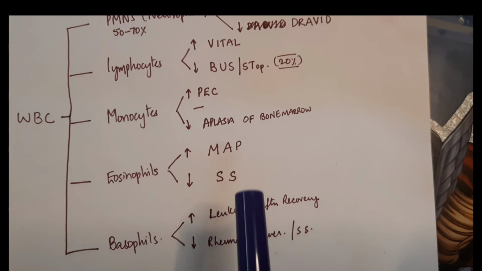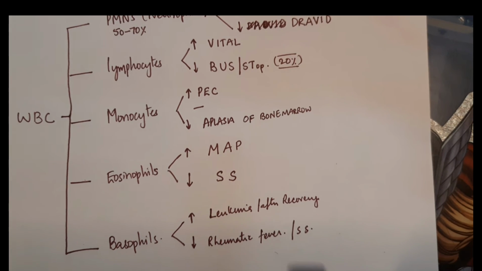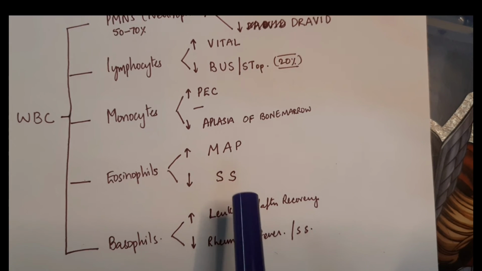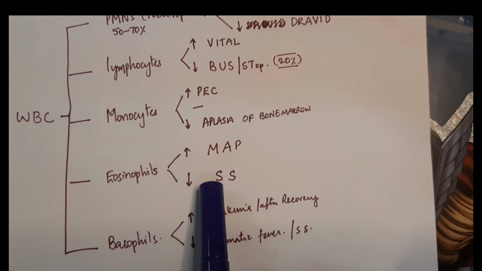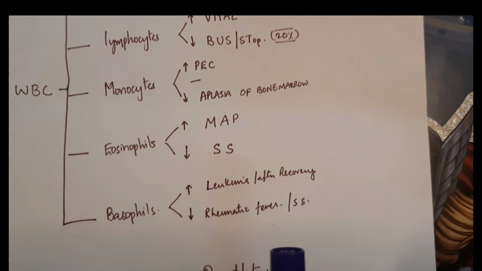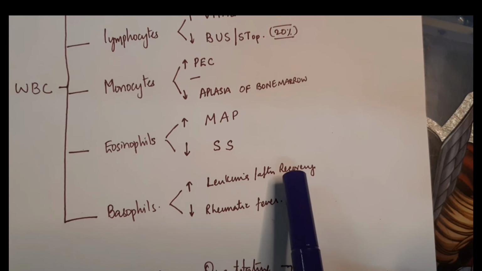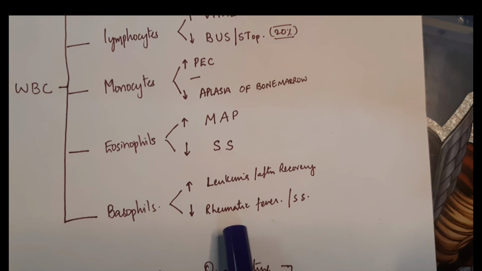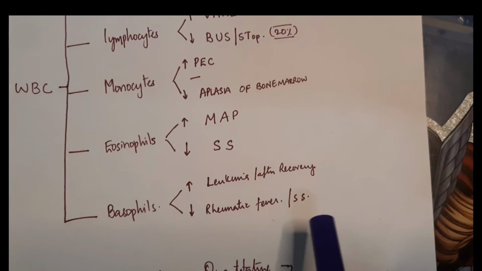I repeat, remember stress as BIT, that is burns, infection, and trauma. All these give the body stress. Stress is not only what you take psychologically. Stress can happen to the body by BIT, that is burns, infection, and trauma. All this can cause stress, right? So in stress and steroids you see decreased eosinophil count, and basophils are increased in leukemia, or after recovery from any surgical procedure or any major stress procedure, you see an increase in basophils, and they are decreased in rheumatic fever or stress and steroids, right?